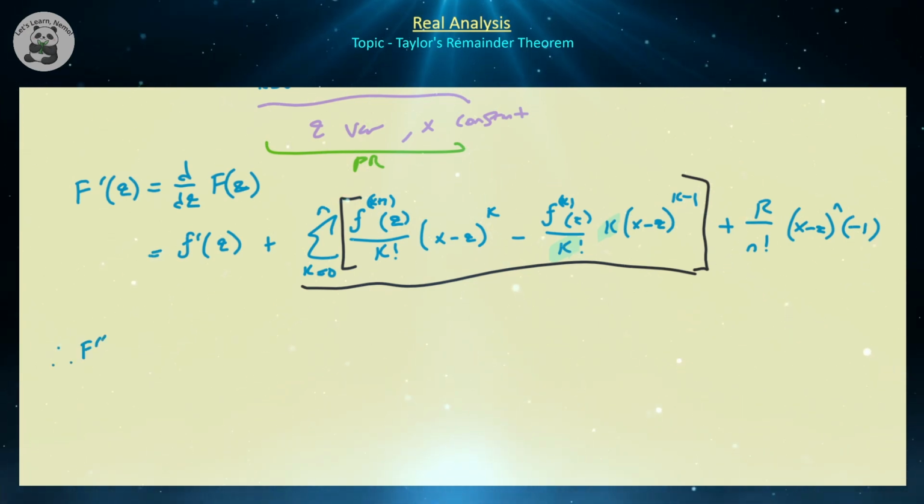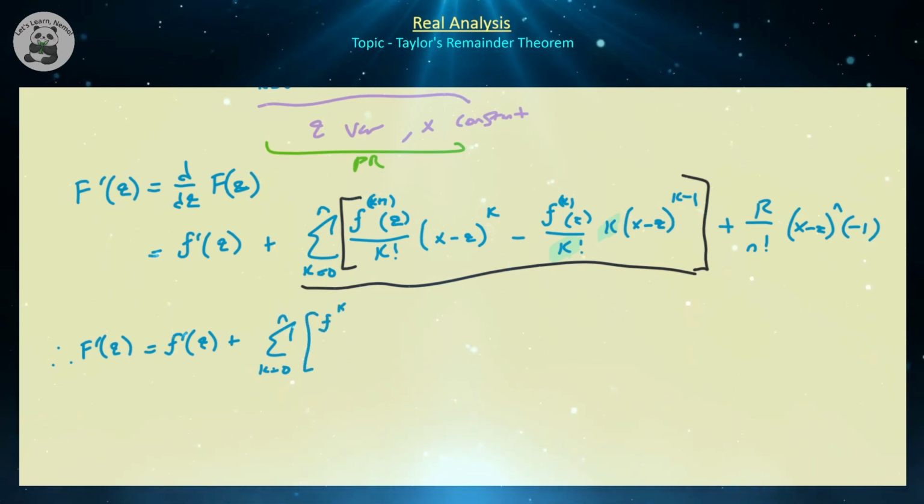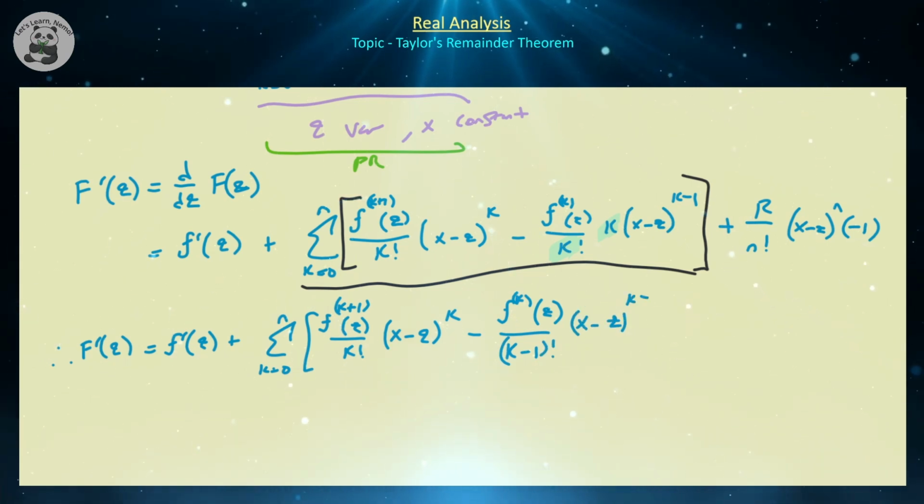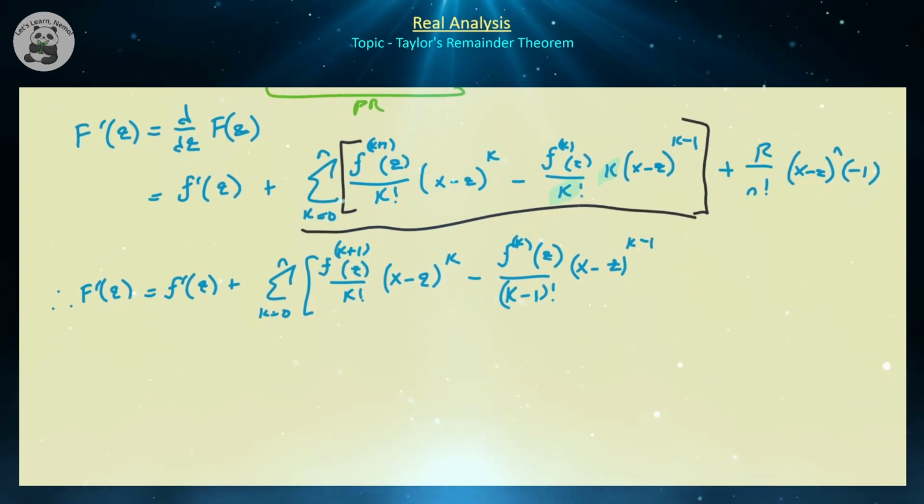So we're going to have that f prime of z is just going to be equal to f prime of z plus the sum from k is equal to 0 to n of the k plus 1th derivative at z over k factorial times x minus z to the power of k, minus the kth derivative at z all over k minus 1 factorial times x minus z to the power of k minus 1. Right? And also keep in mind here, technically there should have been a minus 1. That's why that leading coefficient is equal to a minus sign. Right? So once we have this, plus our little remainder term over here, let's not forget it.